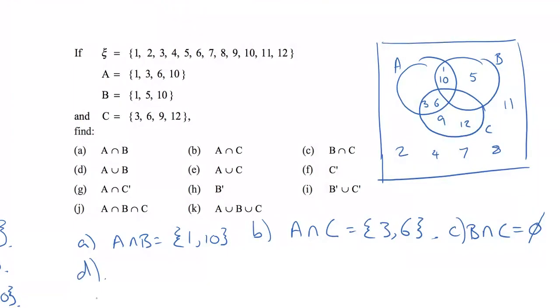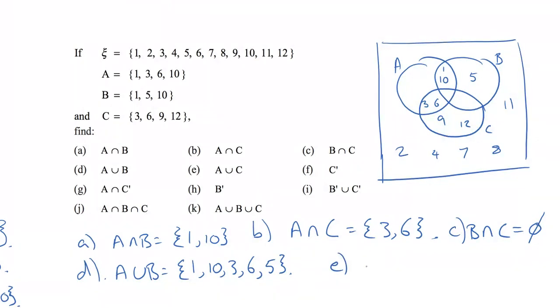Let's carry on. D, we've got to do A union B now. Okay, so union means anything in either A or in B. So it's always going to be bigger, isn't it? So anything in A, well, that's 1 and 10 and 3 and 6. But as well as that, is there anything else in B we haven't yet included? Yes, there is a 5. So it's 1, 10, 3, 6, and 5.